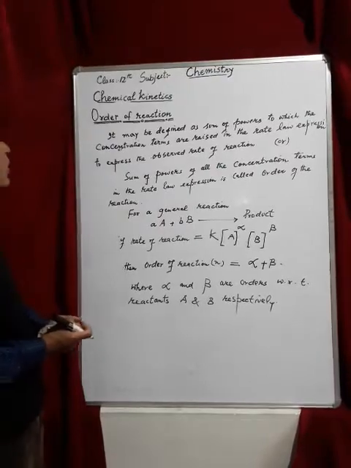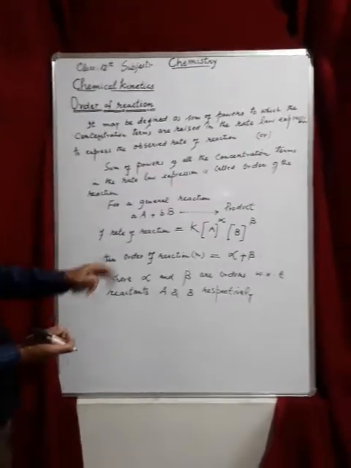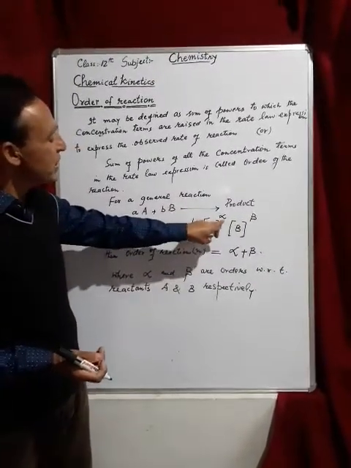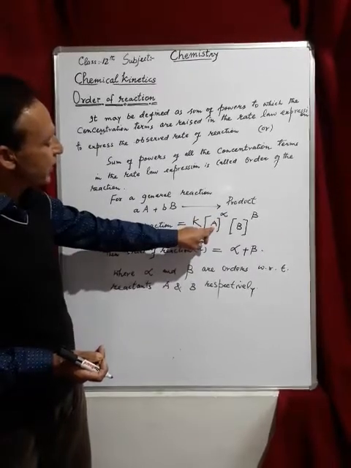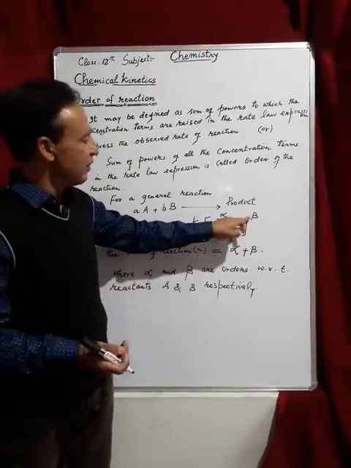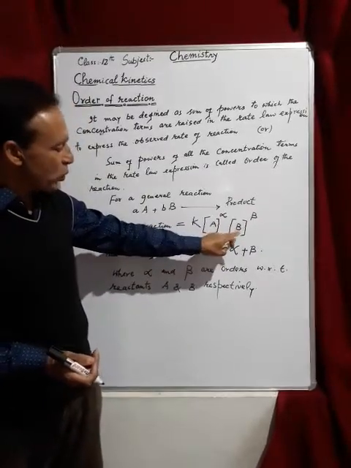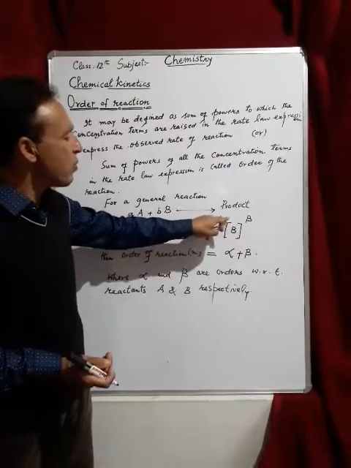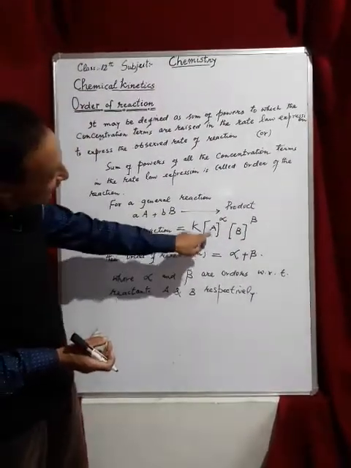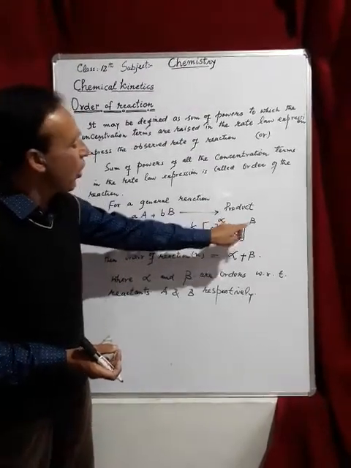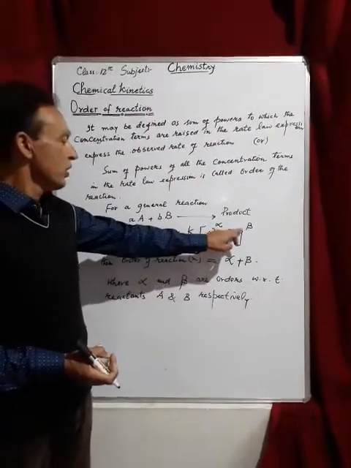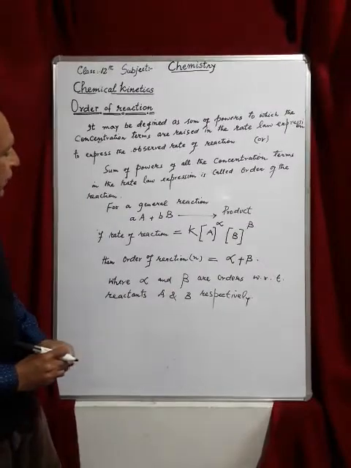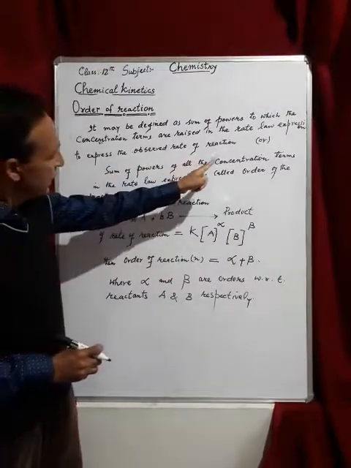तो कैसे हम order of the reaction define करते हैं? The sum of the powers. We have power in the rate law expression. We have alpha raised to power the molar concentration of A, and we have beta raised to power the molar concentration term of B. The sum of powers, that means alpha plus beta, to which the concentration terms are raised, or in the exponent form, sum of the powers in the rate law expression.